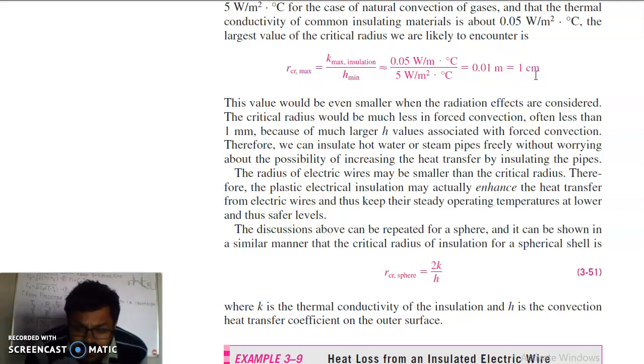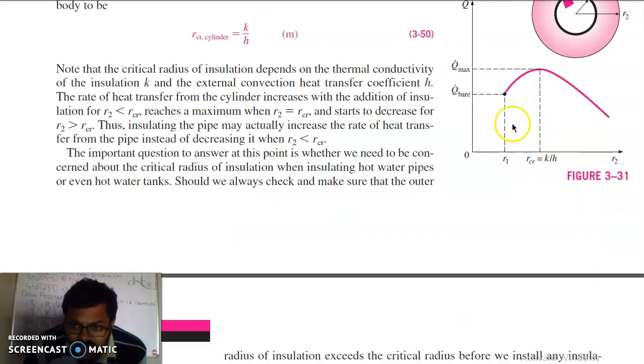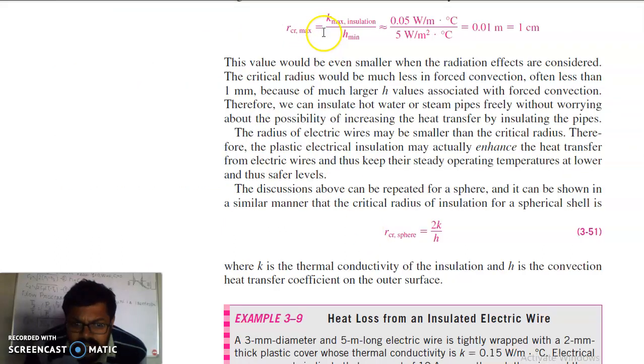So if you add insulation on the electrical wire, that will actually enhance the heat transfer, because in the case of electrical wire we lie in this region between r1 and r critical. r1 is the radius of the electrical wire which is bare, and r critical is the amount of insulation material which we wound on the electrical wire, which actually increases the heat transfer in the case of electrical wire, so which is beneficial. The above discussion can be elaborated for the sphere also.